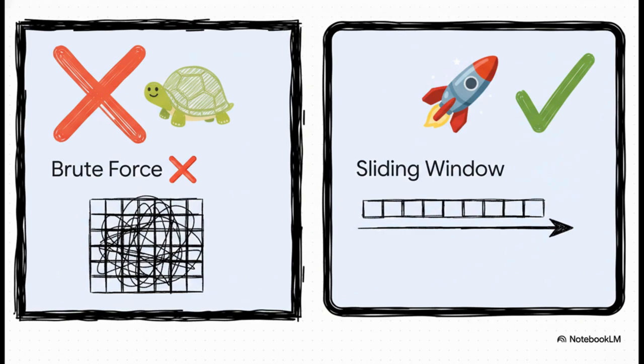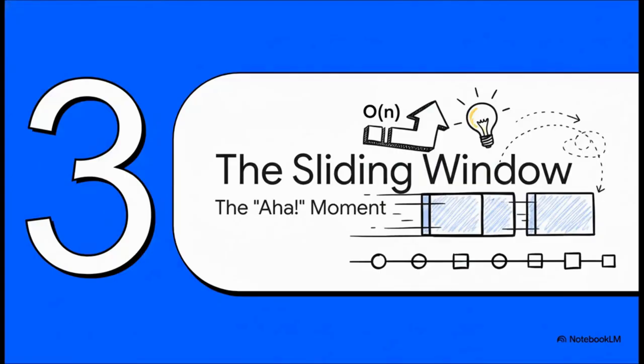But the sliding window approach, it's O(n), or linear time. That's the gold standard. It means if the string doubles, the time just doubles. It's incredibly efficient because it solves the whole thing in just one single pass. So how do we get to that lightning-fast O(n) solution? The whole trick is to avoid redoing work. We need a clever way to check substrings without starting from scratch every single time. And that is the big aha moment behind the sliding window.